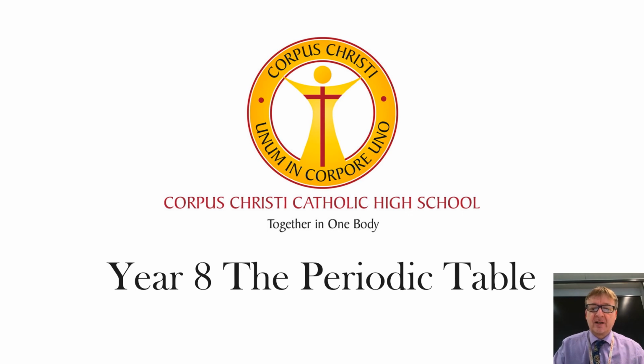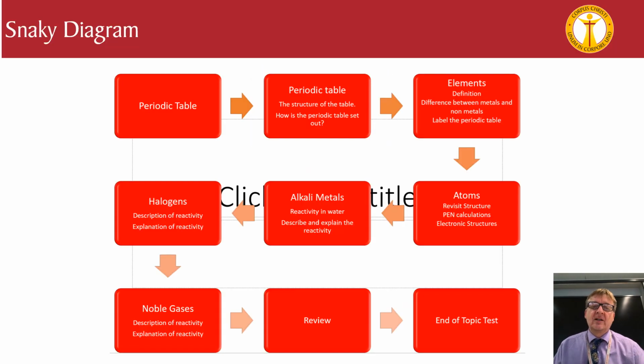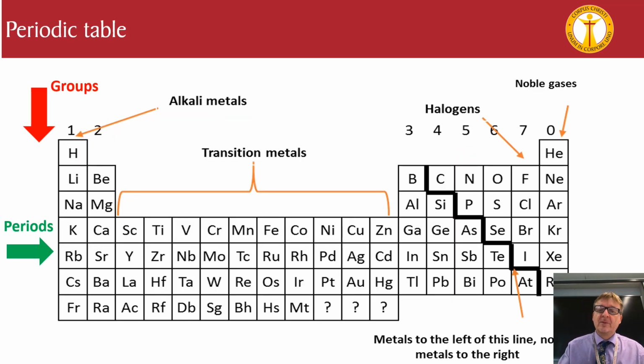This is all the information for year 8, the periodic table. Just to start off with, we've got our snaky diagram, which starts off saying this is the periodic table. This is then the information that you go through: periodic table, elements, atoms, alkali metals, halogens, noble gases, and then a test at the end. It's useful to know this so you can do some work before the lesson, so you know what is coming next. Okay, periodic table itself.